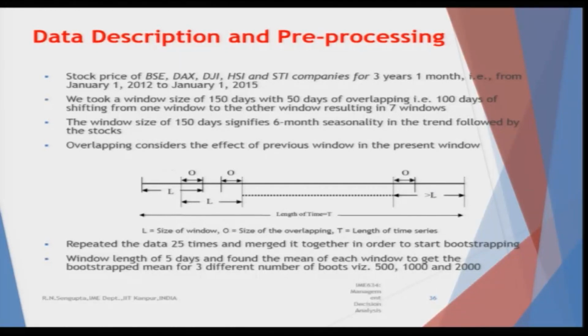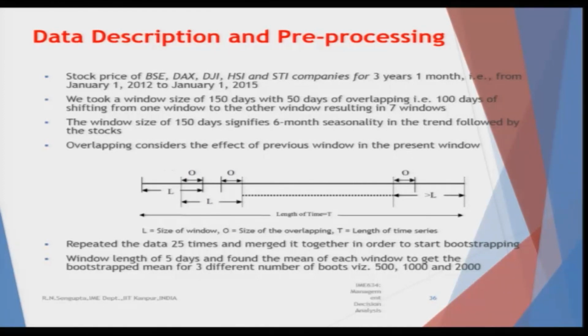The window size of 150 signifies 6 months seasonality in the trend followed by the stocks, and the overlapping considers the effect of previous windows on the present window. So, there is some spillover, in the sense that the windows overlap in order to continue the trend from the previous number of days.